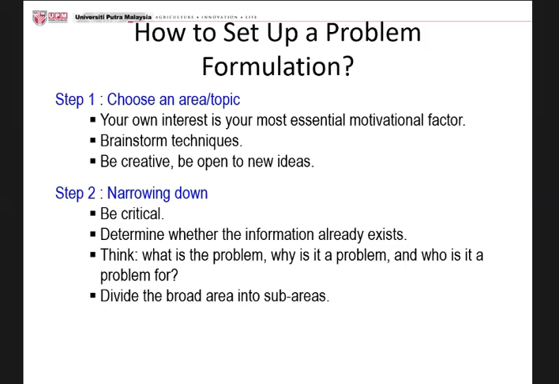And in your case, you should do the same, even though you've already got the title. You have to know what the area is. Within that area, there are a lot of branches. Which branch are you in? You should know. And do the same: what is the problem? Who is it a problem for? Same questions that you should ask.